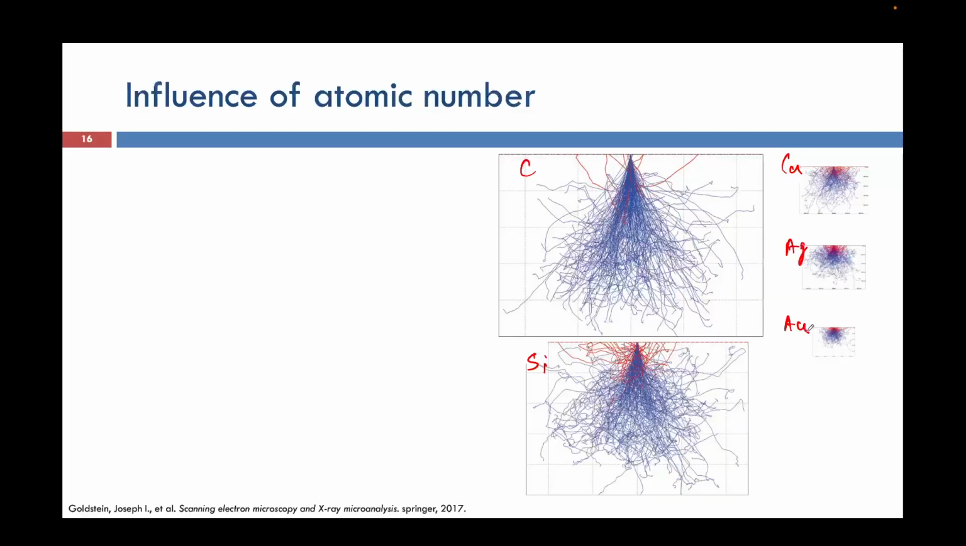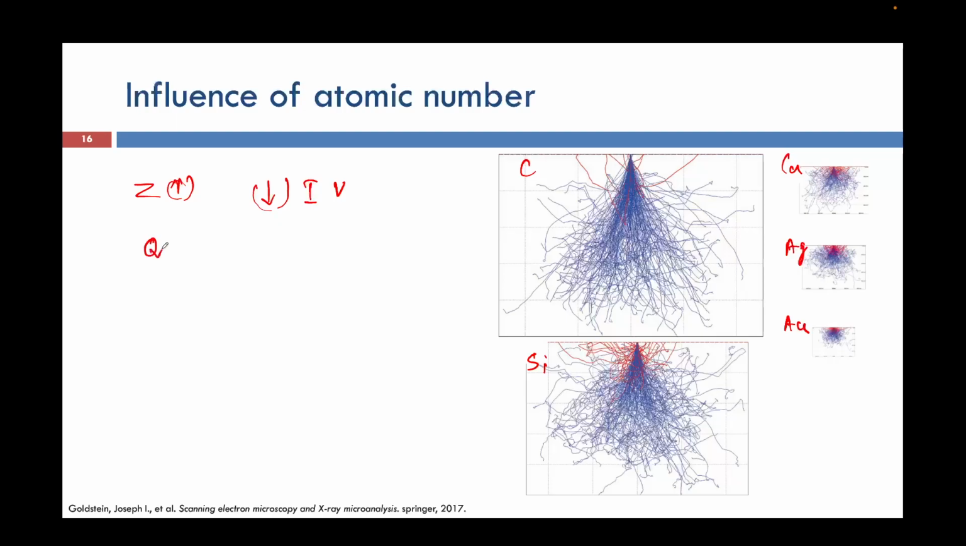So these are the influence of different interaction volume based on their atomic number. As you can see, when you are increasing the atomic number, that means the Z is increasing, the interaction volume will be decreasing. Why will the interaction volume decrease?